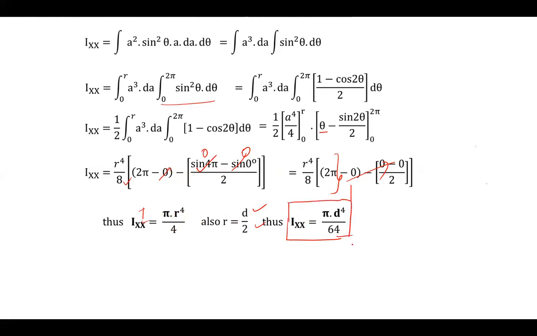Similarly, the moment of inertia about the y-axis will be pi d to the power of 4 by 64 only, because it is symmetrical. Ixx and Iyy are the same. Therefore, pi d to the power of 4 by 64 is the moment of inertia. Next, by the perpendicular axis theorem, Izz is also sometimes required. The moment of inertia about the Z-Z axis, the perpendicular axis, is given by Ixx plus Iyy.